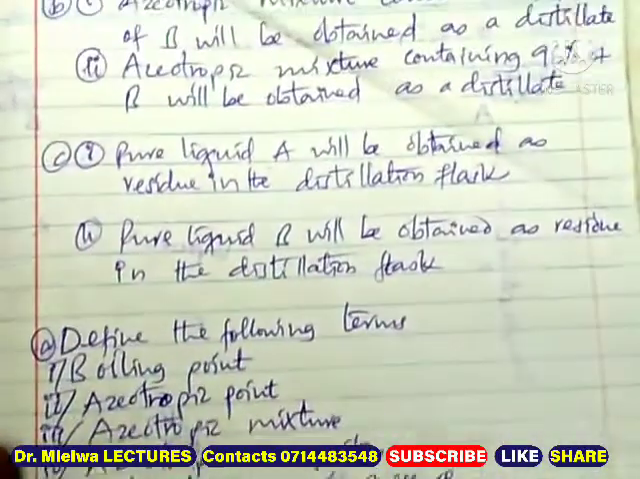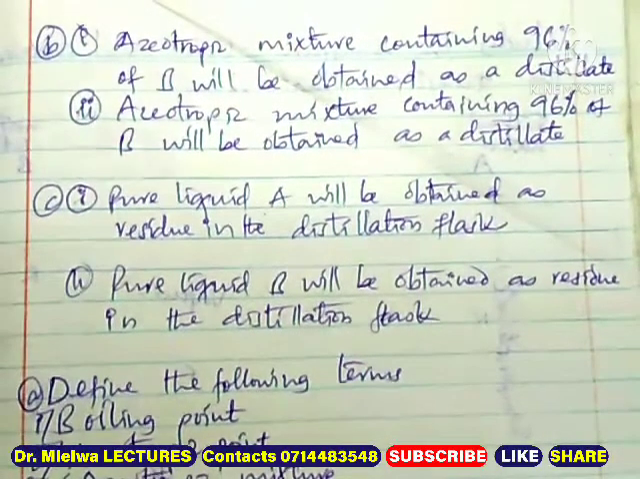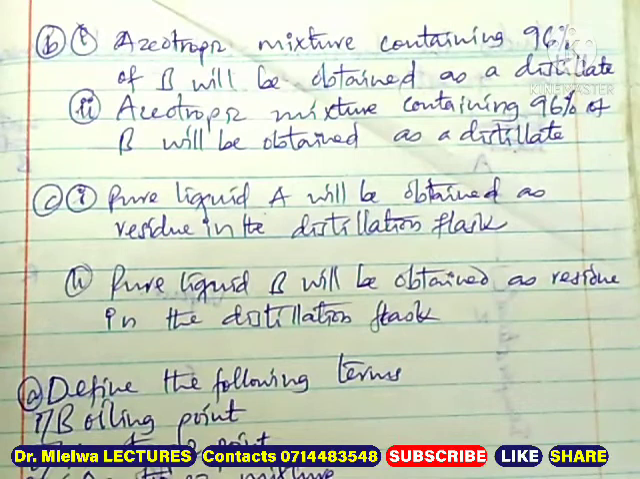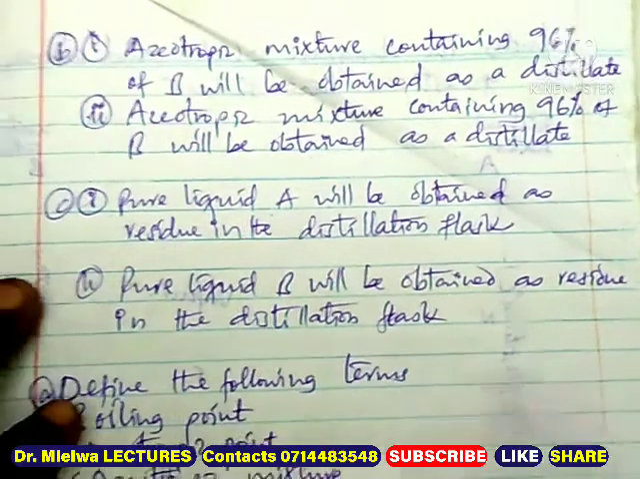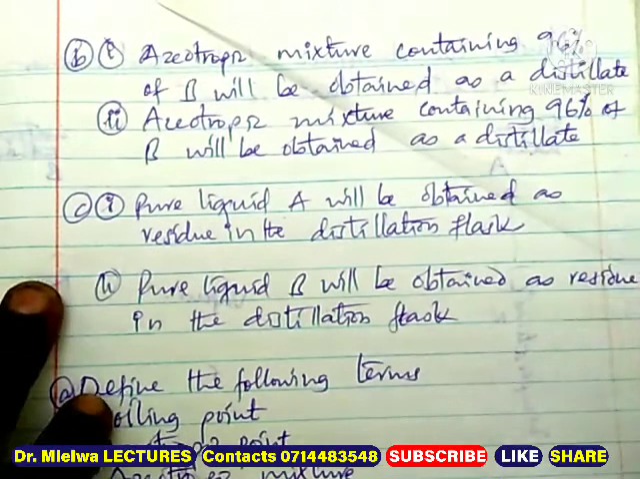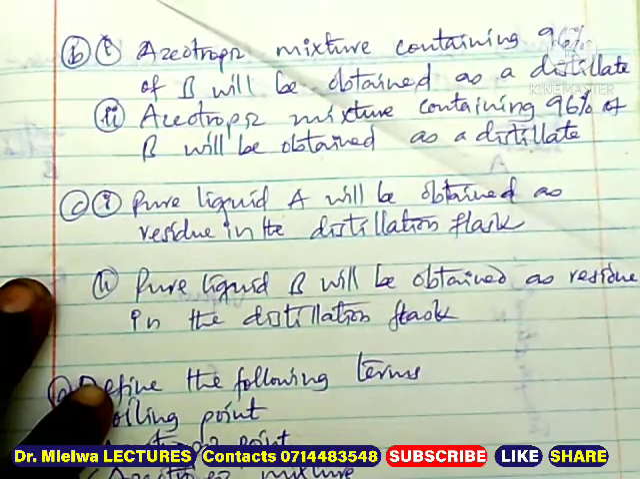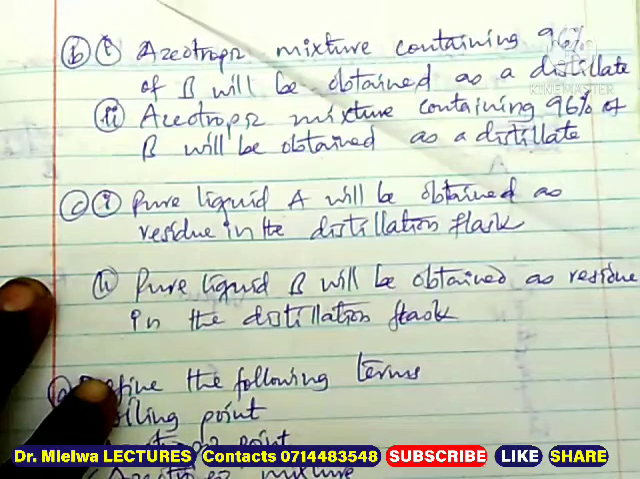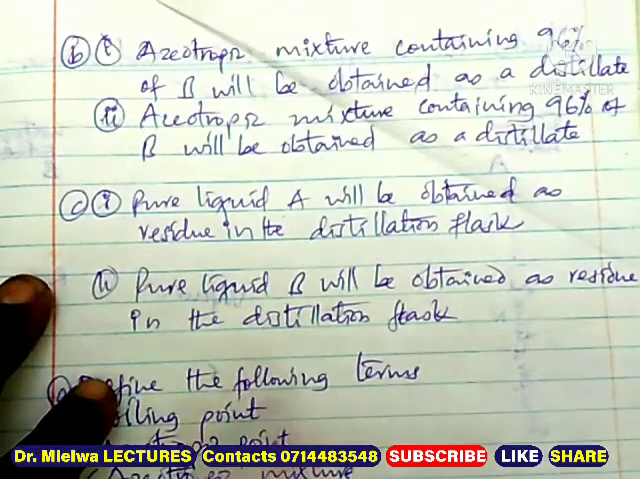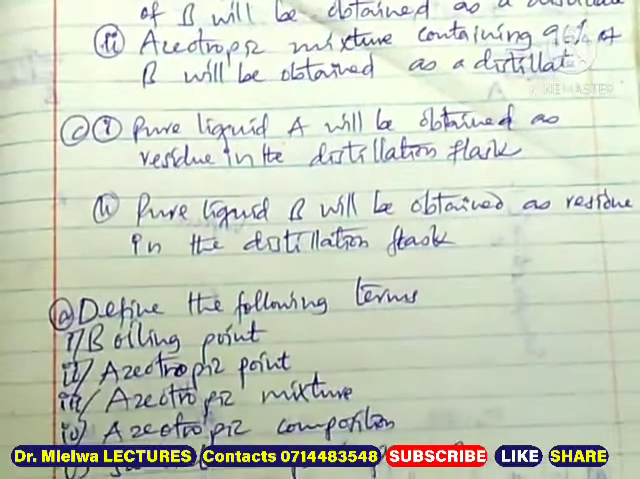In case of residues, we have said that if we are distilling a solution containing less than 96%, that means we have excess of A. So pure liquid A will be obtained as a residue in the distillation flask. While in case we are distilling a solution containing greater than 96% of liquid B, that means there is excess of liquid B. So pure liquid B will be collected as the residue in the distillation flask.